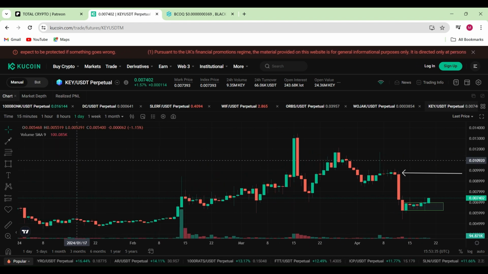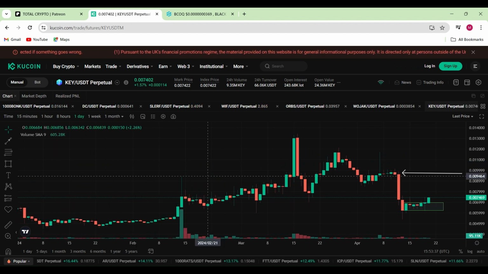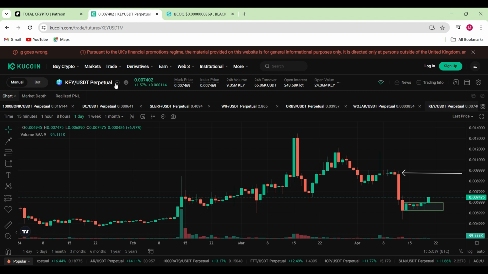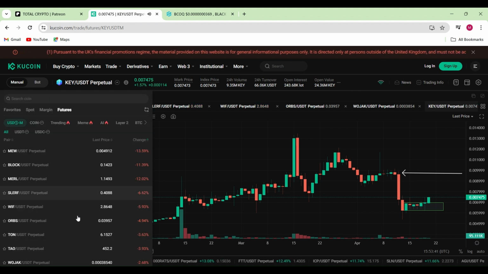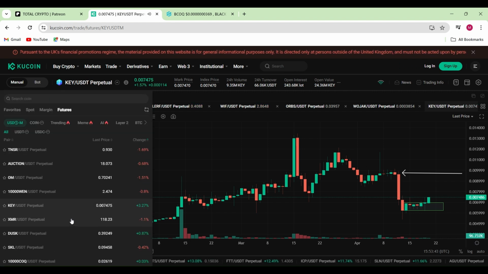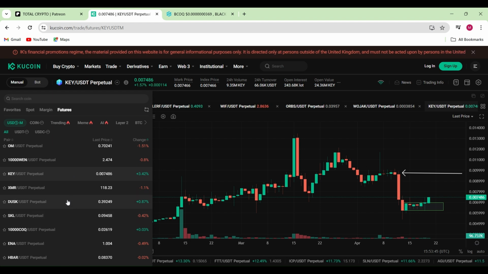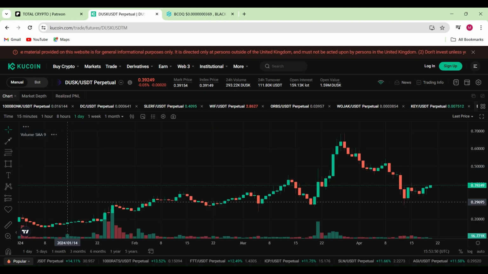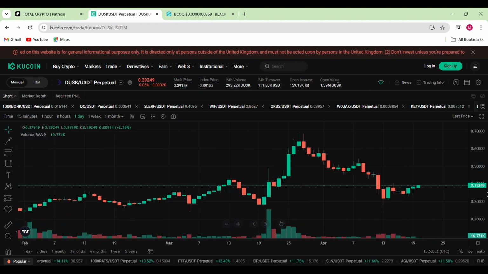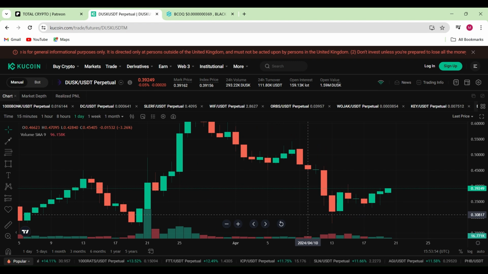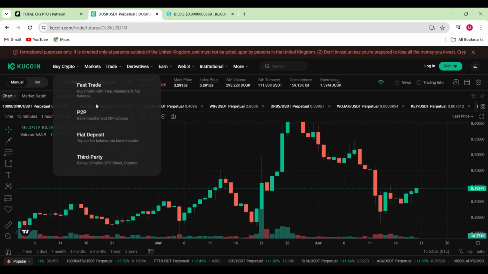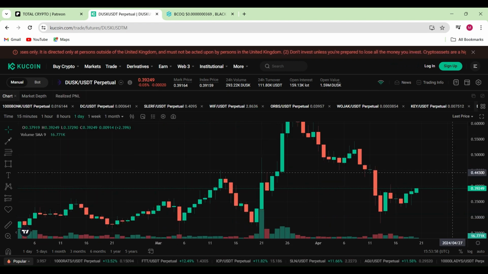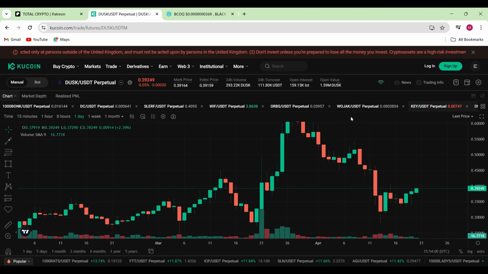All right, so might be worth keeping this chart open as well. Let's look for another one. Okay, dusk hasn't been too great as of late. Let's have a look. Sorry guys, I'm mumbling in the background. Right. Nope. It's kind of similar to the other one, but it's not worth it.